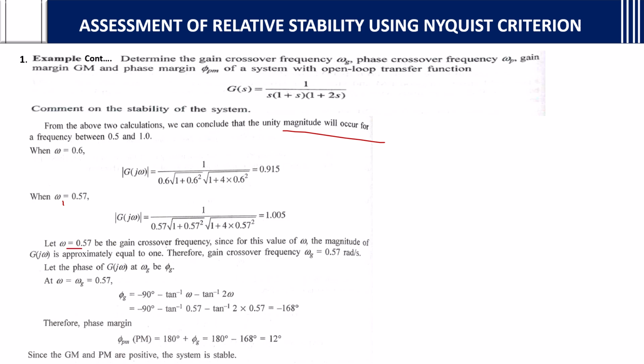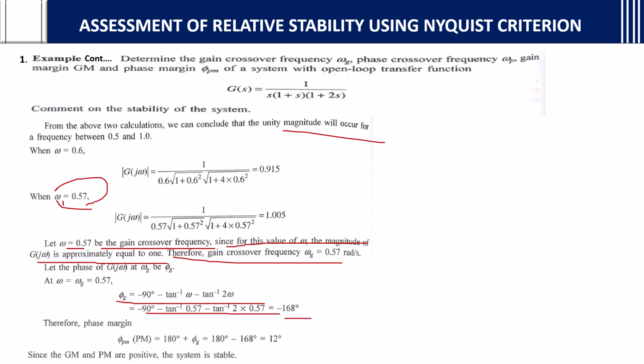So let omega equals 0.57 be the gain crossover frequency, since for this value of omega the magnitude of G of j omega is approximately 1. To find the phase margin, phi g equals minus 90 minus tan inverse omega minus tan inverse 2 omega. As you already found omega equals 0.57, substitute 0.57 in the equation and you will get minus 168 degree. So the phase margin is 180 plus the phase, that is minus 168. You will get 12 degree.